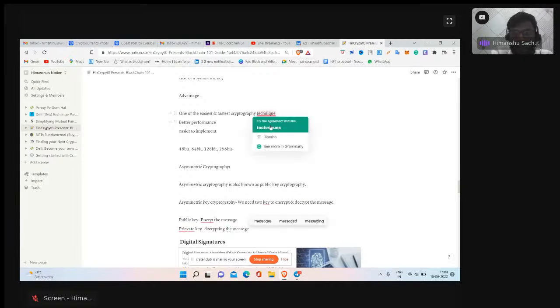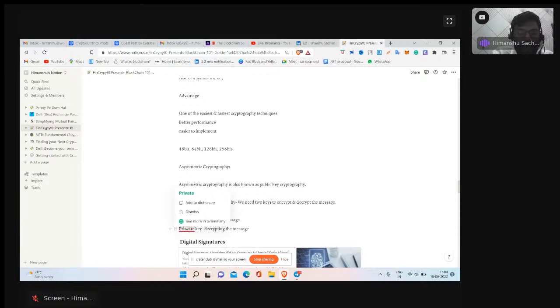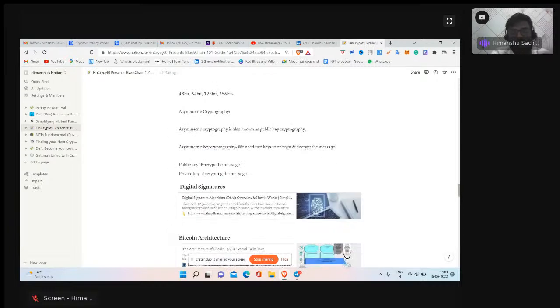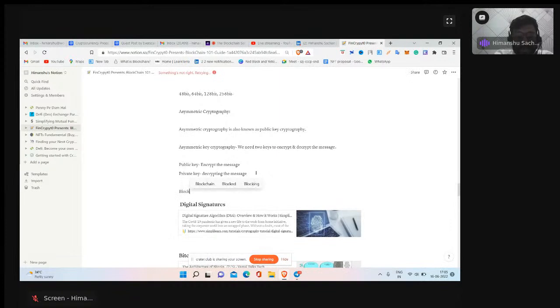Okay, so in asymmetric cryptography, we have two key mechanisms, which means one key will be used for encrypting the message, and the other will be used for decrypting the message. One is the public key, the second is the private key. The public key will be used for encrypting the message, and the private key will be used for decrypting the message. When it comes to blockchain, if you're into blockchain, you might know this. In blockchain there is a two key mechanism.